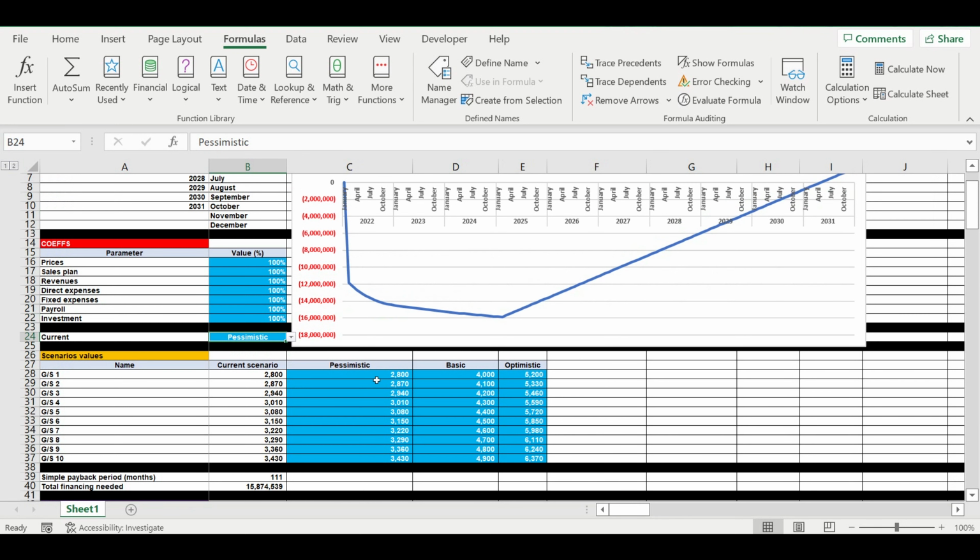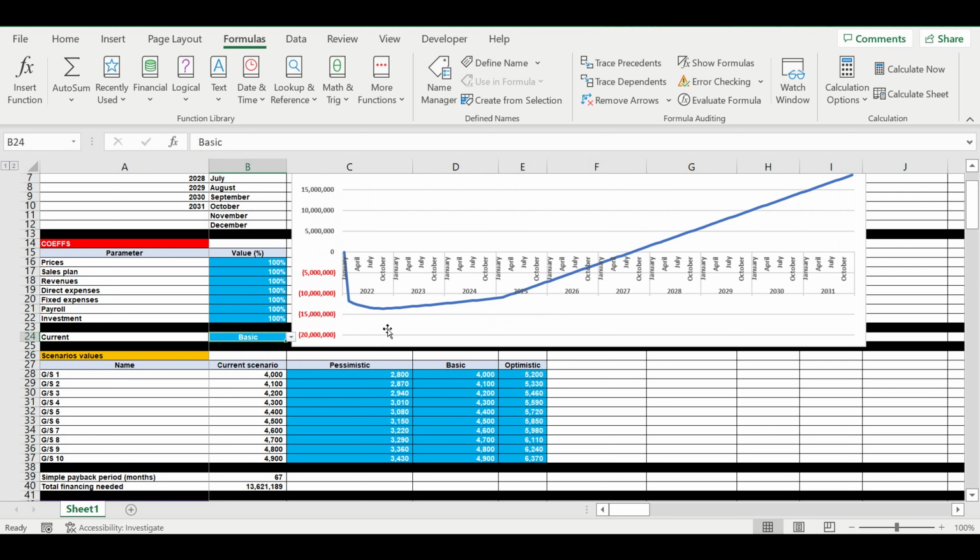Also here we can switch between different scenarios. For example, here we have sales plans for pessimistic and basic scenarios. Here we specify how many goods and services we sell monthly in the pessimistic, basic and optimistic scenarios, and then we just switch between scenarios and look at the values of the simple payback period and the amount of money we need to start the business. So we can play with all this stuff just on the top.